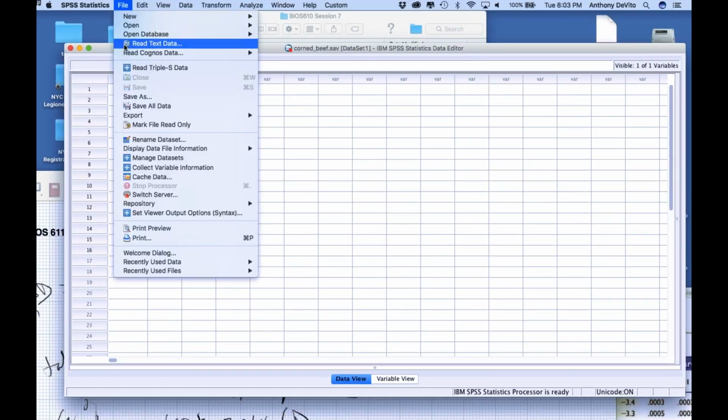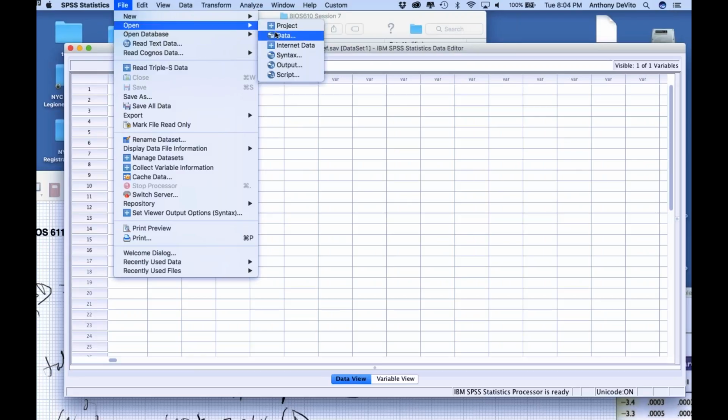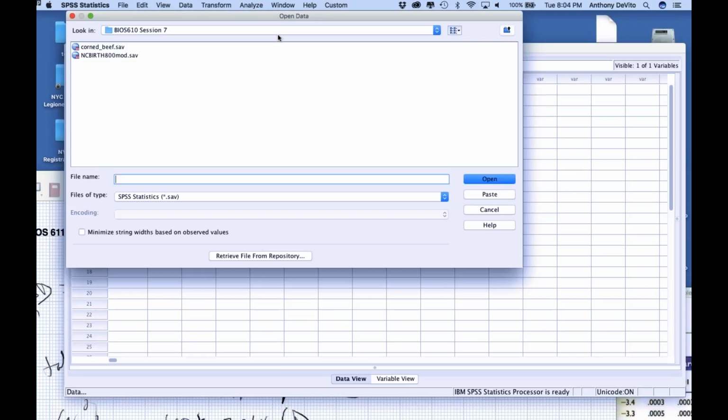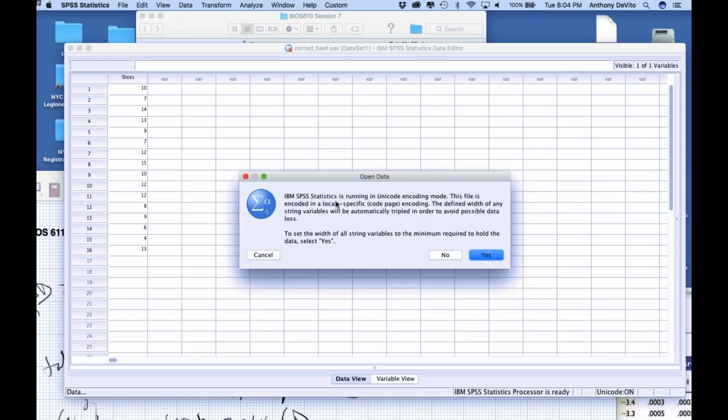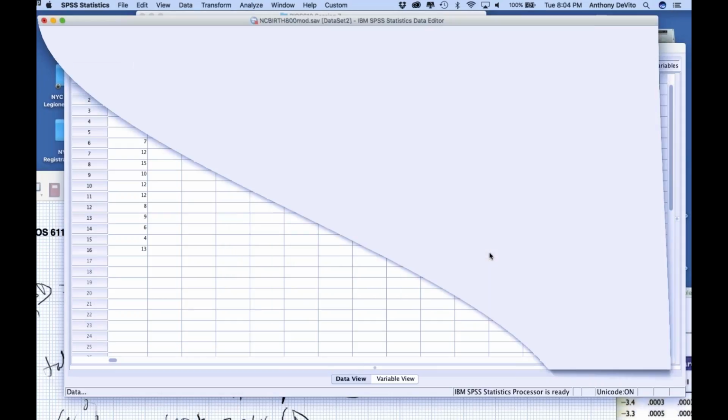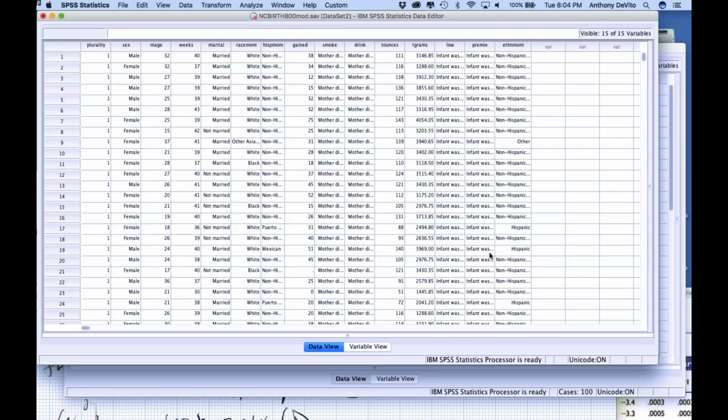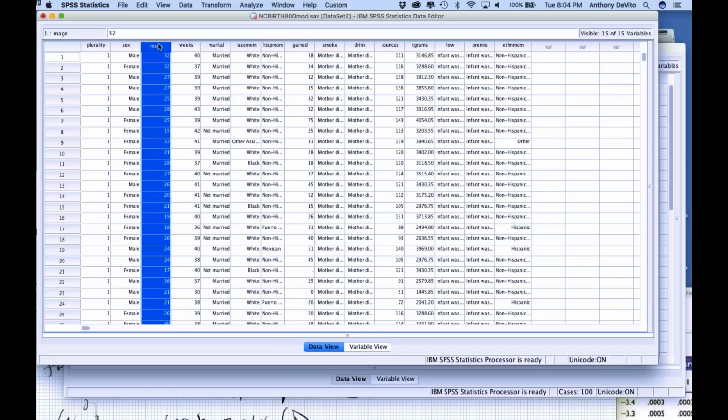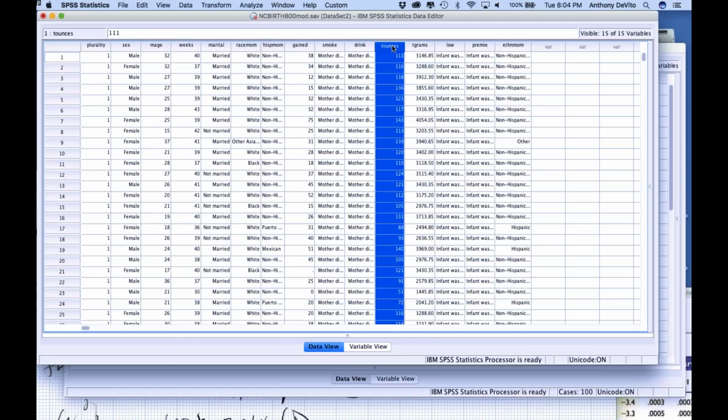Actually, I want to open a different file. I'm going to open this North Carolina birth data set, and I'm going to calculate a mean here. So I need a numerical variable. I'm going to take the mother's age, and I'll assume that's normally distributed. Better yet, let's take the mean weight of the baby in ounces.